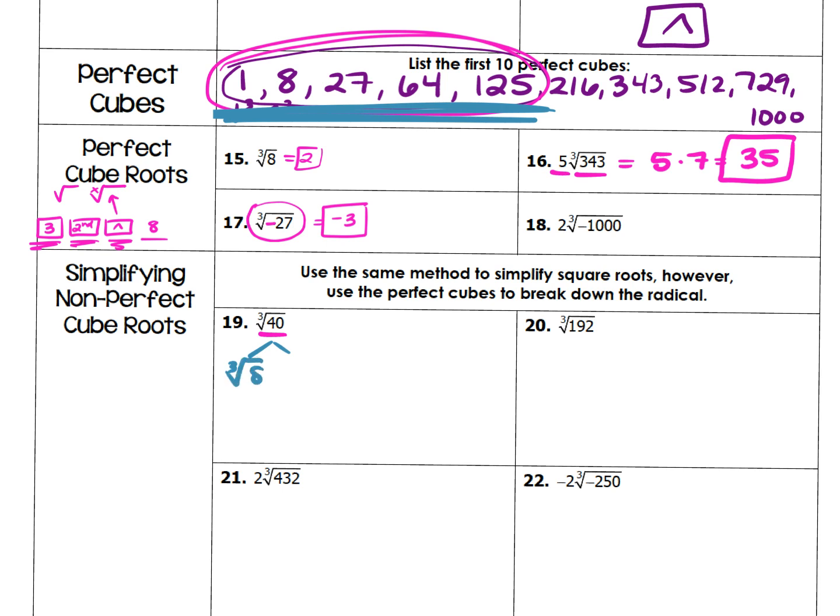The cube root of 8, and what? What gets us to 40? 5. So the cube root of 8 times the cube root of 5. The cube root of 5 is not a nice number. It's a funky decimal. We don't like it, okay? But the cube root of 8 is what? 2, okay? So your answer here is 2 times the cube root of 5, and you're done. So it's very similar to what we were doing with the square roots, but now it's with cube roots instead.